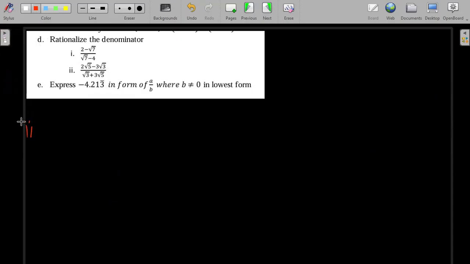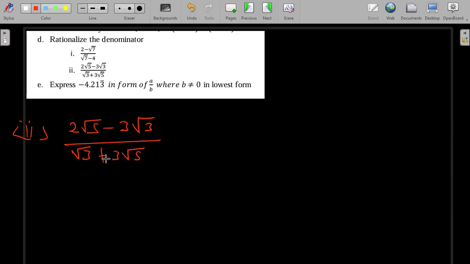So we have 2 root of 5 minus 3 root of 3, divided by root of 3 plus 3 root of 5. This is what I have. I want to rationalize the denominator, so I'm just multiplying by the conjugate. The conjugate is the same thing but with a different sign. So I'm going to say root of 3 minus 3 root of 5, divided by root of 3 minus 3 root of 5.